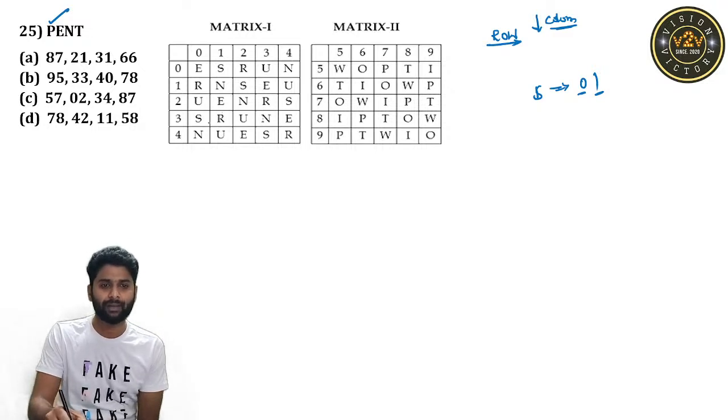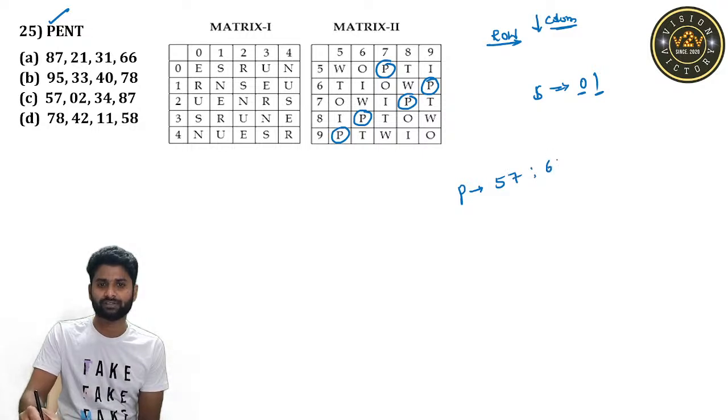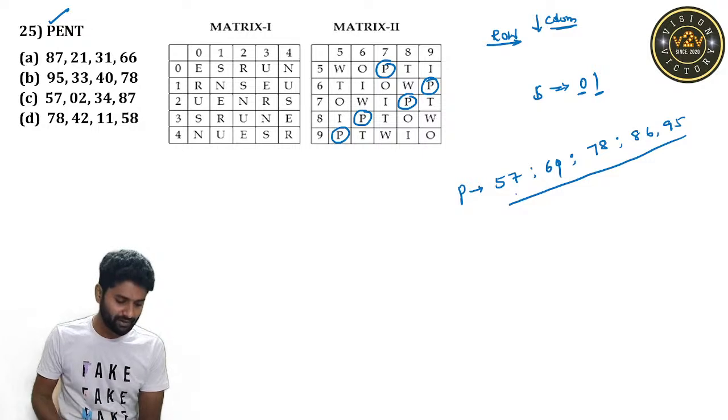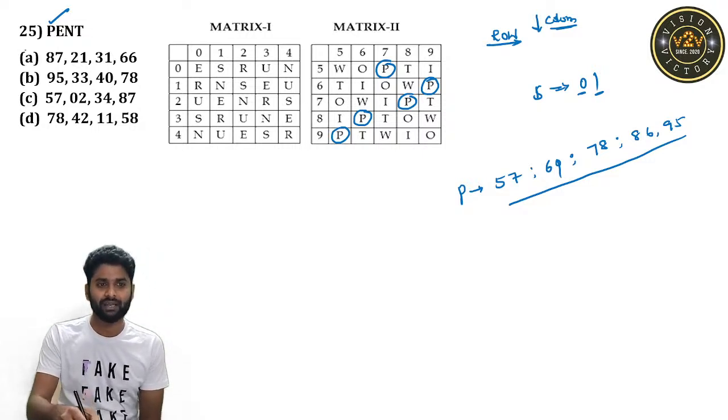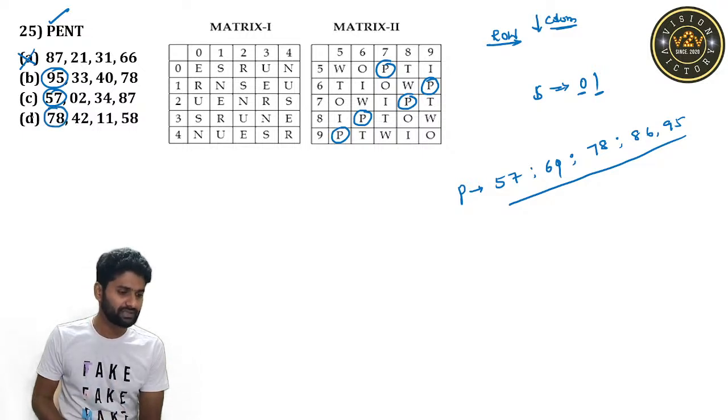Let's go for P. Mark it where you can see the P. You can see P here and it is repeated here, and here, and here. According to the matrix, P can be coded as either 57, 69, 78, 86 or 95. So these are favorable codes for P. Let's check with the options. Yes, you cannot see 87, 21, 31 and 66. Eliminate this option. 95, yes, you can see that number. 57 is also there and 78 is also there. We have three possibilities, so don't pick one yet.